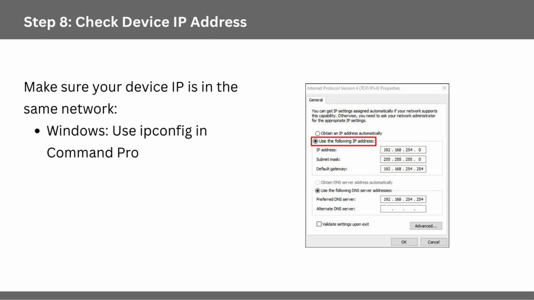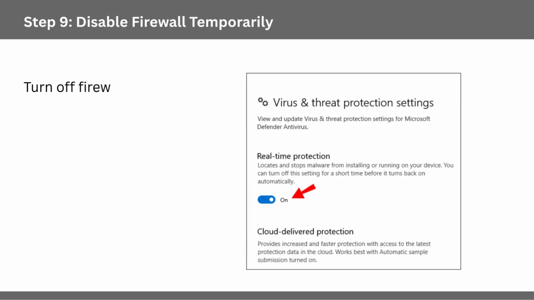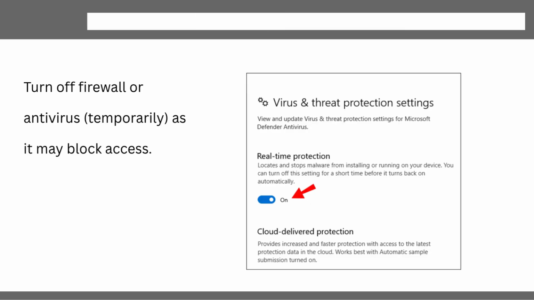Windows. Use ipconfig in command prompt. Look for default gateway. Step 9. Disable firewall temporarily. Turn off firewall or antivirus temporarily, as it may block access.